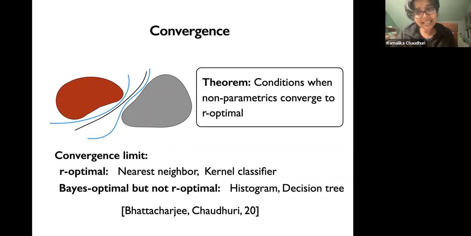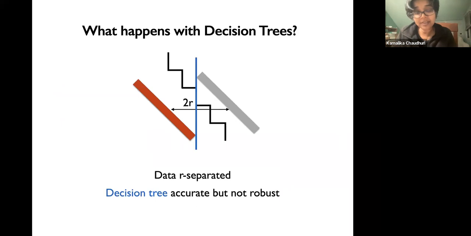It turns out that nearest neighbor classifiers and kernel classifiers will converge to R optimal as n goes to infinity, if you set k properly, in the well-separated case at least. But interestingly, there are a group of classifiers that converge to the Bayes optimal, but not the R optimal. These are classifiers like histograms and decision trees. They will converge to the Bayes optimal as n goes to infinity, but they won't necessarily converge to the R optimal.